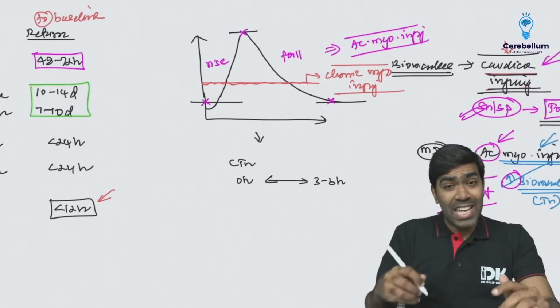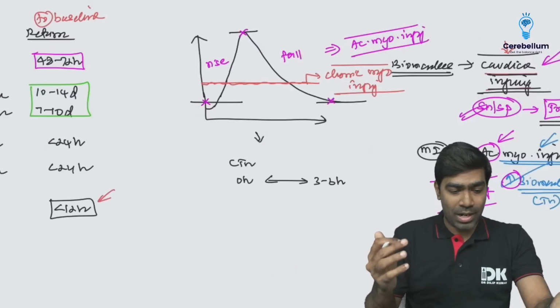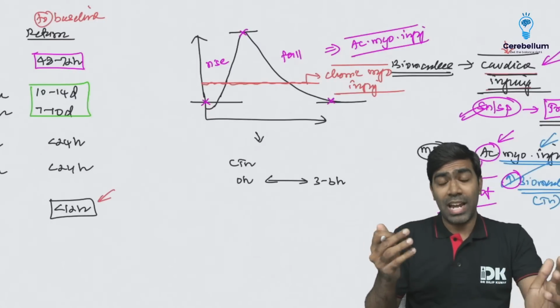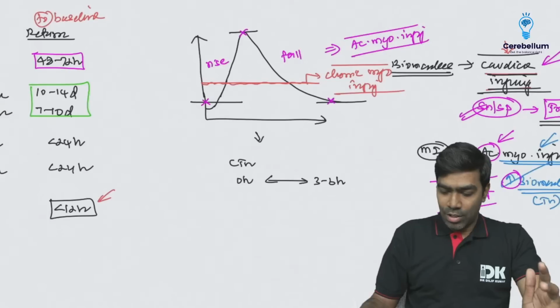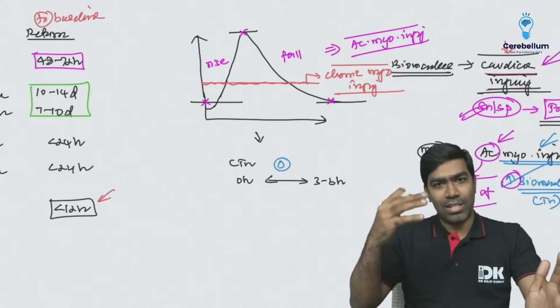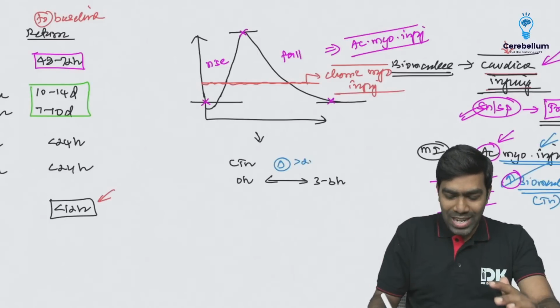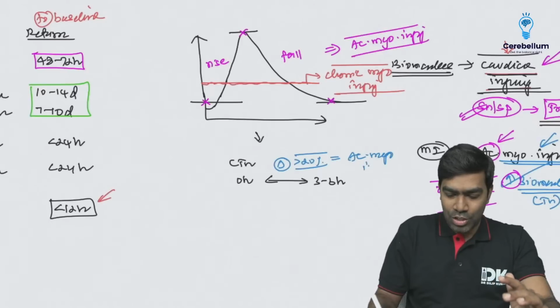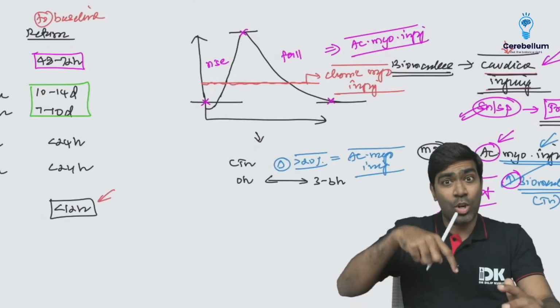And how much change should happen to say it is an acute myocardial injury, and how much change should be there to say it's a chronic myocardial injury. So if the change, the rise or the fall, is more than 20%, I can say it's an acute myocardial injury, because in acute myocardial injury, it is dynamic. It's going to be changing. It's going to rise and fall.